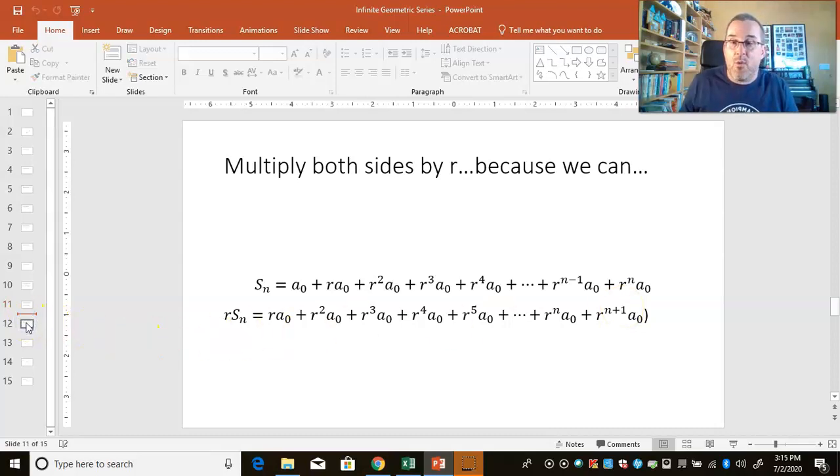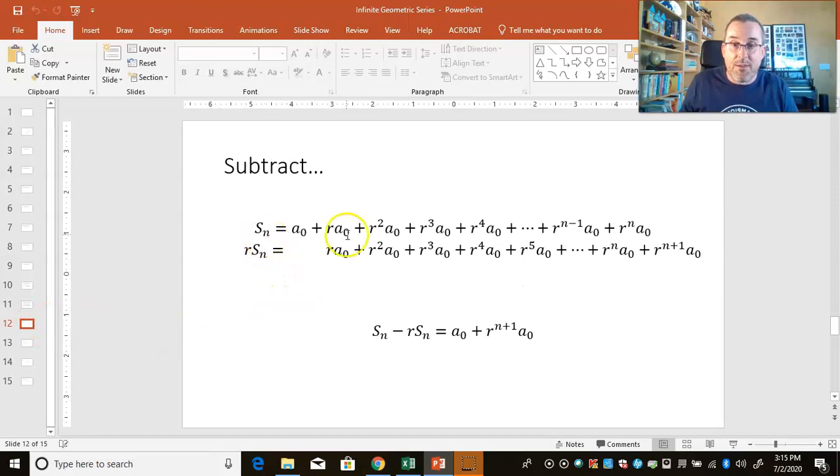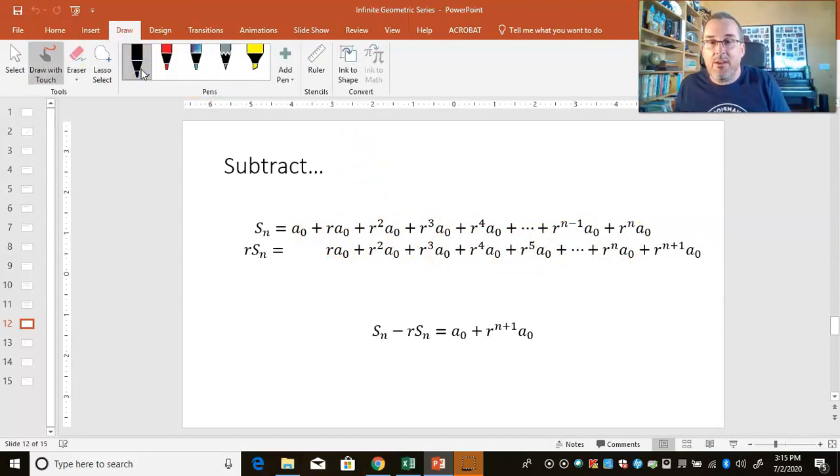All right, now, because again we can, we're going to subtract those two. You can take two equations and subtract them. So when you subtract s sub n minus r s sub n, you get s sub n minus r s sub n. But look at this. When you subtract the right side, something kind of good happens. Notice, if I was to subtract a sub 0 minus, no, there's nothing there, so a sub 0 minus 0 is a sub 0. But r a sub 0 minus r a sub 0 is 0.